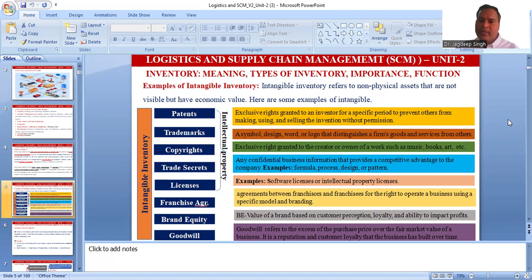And goodwill. Goodwill refers to the excess of purchase price over the fair market value of a business. It is a reputation and customer loyalty that the business has built over time. So this is how. These are all intangible inventories.